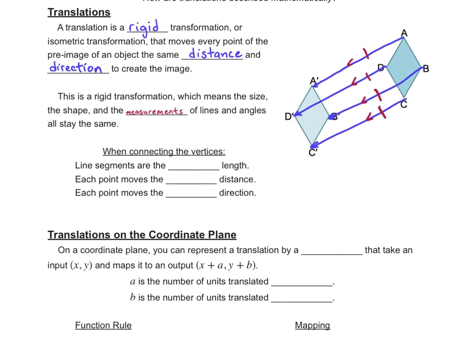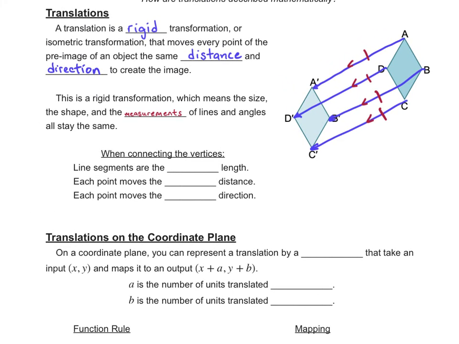In looking at this, when connecting the vertices, these line segments, A to A prime, are going to be the same length. All of my line segments will be the same length. Each point moves the exact same distance, and each point moves in the same direction. Sorry, I mixed up distance and direction there. So we move the same length, distance, and direction.